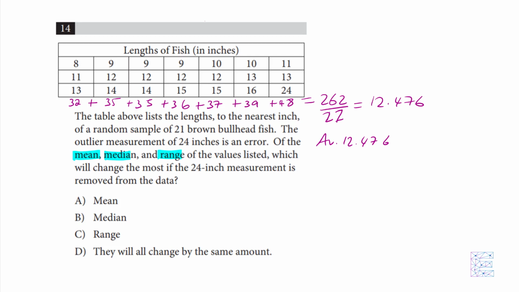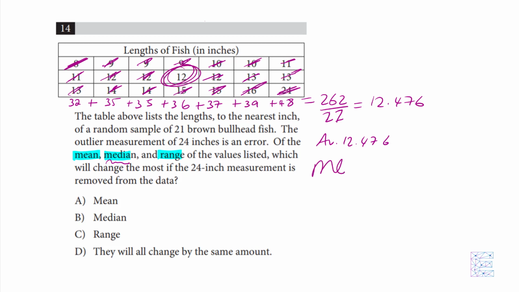Now, for the median, we want the number in the middle, but first, arrange the numbers from least to greatest. Thankfully, that's already been done for us in this question. So we can start canceling them out. The first number cancels out the last number. So 9 will cancel out 16. This 9 cancels out the 15. This 9 cancels out this 15. This 10 cancels out this one. This 10 cancels out this one. This 11 cancels out this one. This 11 cancels out the 13. 12 cancels out the 12. So we know that the median is the number in the middle, and that's 12.